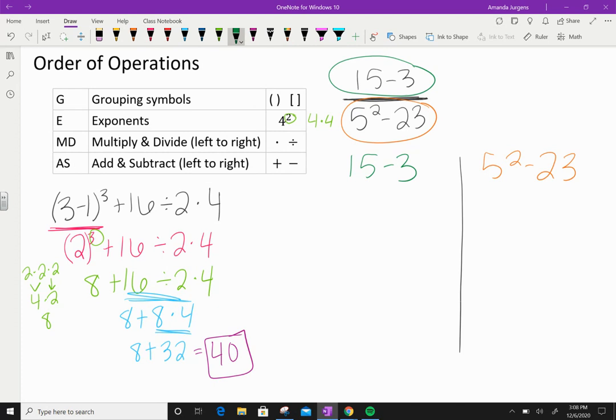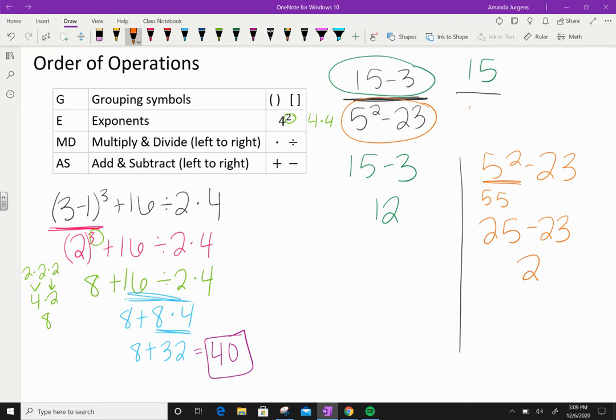15 minus 3 is just one math operation. So I can take 15 minus 3, and that gives me 12. Let's go ahead and copy that 12 up here, just so that I don't forget where it came from. 12 divided by something. 5 squared minus 23. I'm still following the order of operations, and so since exponents come before subtraction, I need to take 5 squared first. 5 squared is 5 times 5, so that's going to give me 25. And then I still have minus 23. Go ahead and finish solving that subtraction. 25 minus 23 gives me 2.